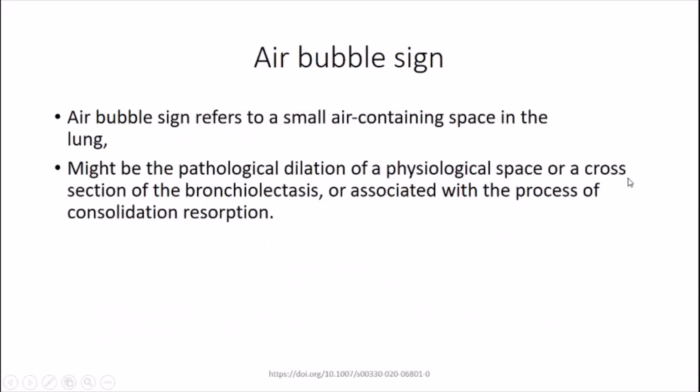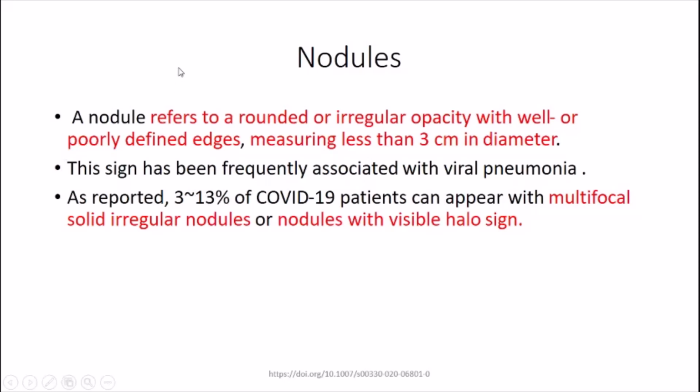Okay. The air bubble sign refers to a small air containing space in the lung. It might be the pathological dilatation of a physiological airspace or a cross-section of bronchiectasis, and it has been reported in COVID-19 patients.